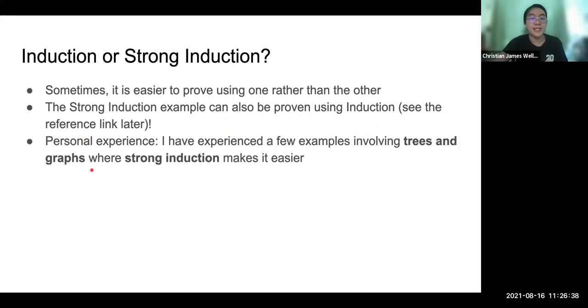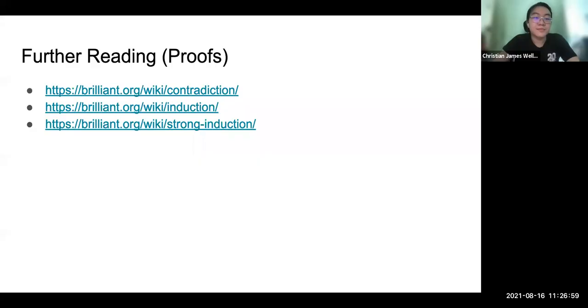But in my personal experience, for examples involving trees and graphs, like the one just now that can be modeled as a graph, strong induction really makes it easier. After taking off one node, you don't know the number of nodes in the smaller graph or smaller tree, so you want to assume that everything is true. Yeah. So, further reading on proofs.